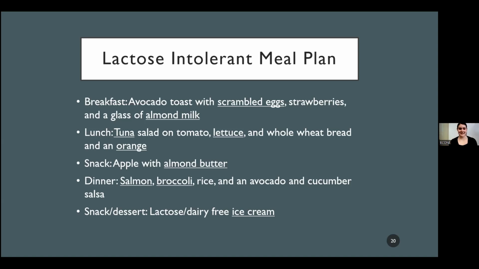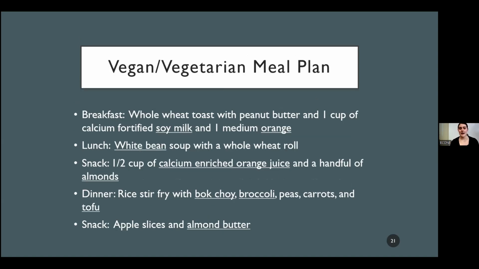All right. Yes, and then one last meal plan option for those that choose to follow a vegan lifestyle, which is where you do not consume any animal products. For breakfast, we could have whole wheat toast with peanut butter and 1 cup of calcium fortified soy milk. Fortified options or fortified foods are always a great option. And then 1 medium orange as well. The soy milk and the orange will be high in calcium.